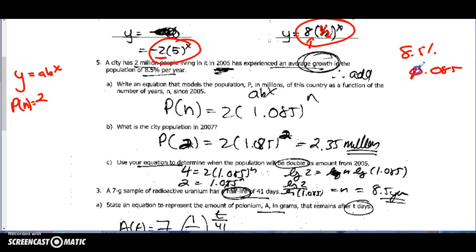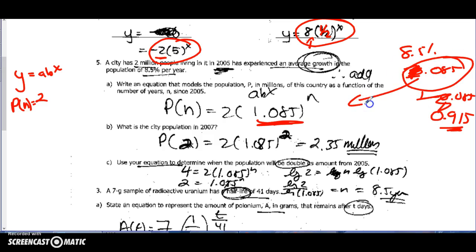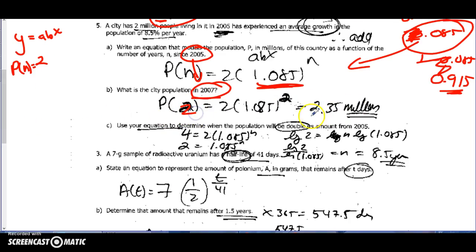I'm growing, so I add that to 1. If I was declining or losing value, it would be 1 subtract 0.085. So I'd end up with 0.915 as my B here. But because I'm growing, I have the 1.085, and that's the formula. That's it. And if I want to know what my population is in 2007, well, that's 2 years after the initial, what the question says at 2 million, and I sub in 2 and I find it's that.